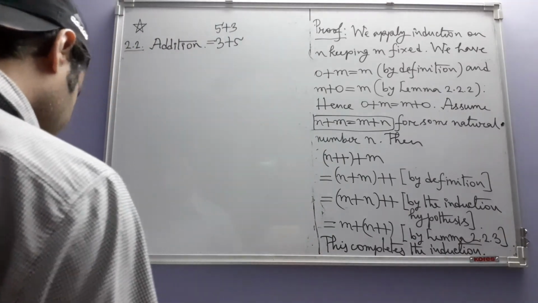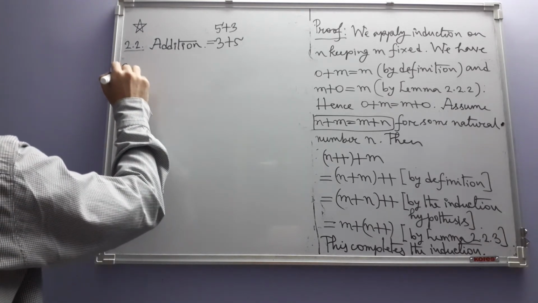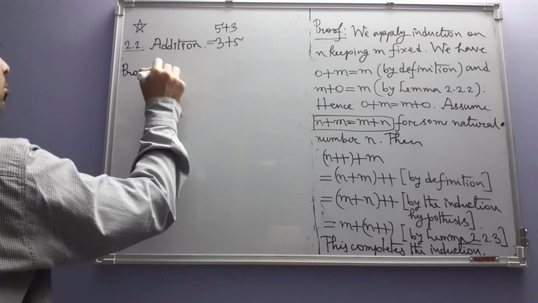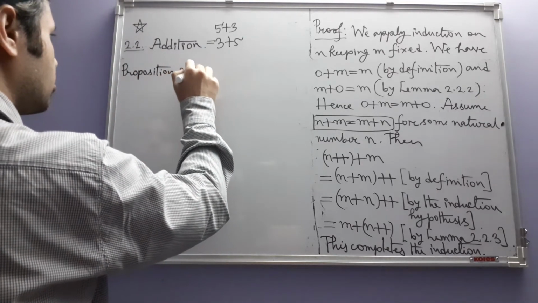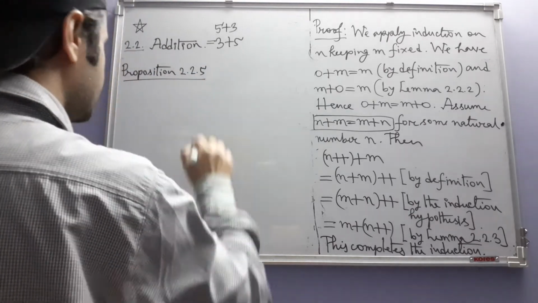Okay, so then next naturally associativity comes. Proposition 2 2 5. Addition is associative.